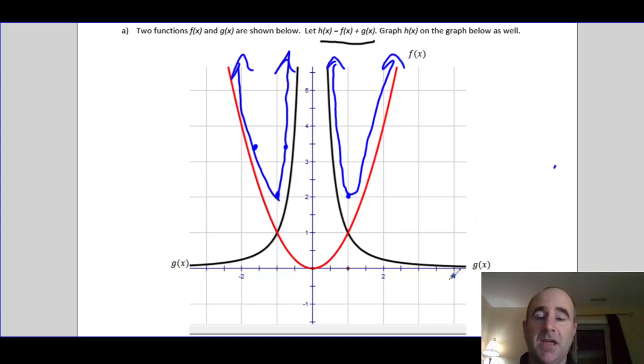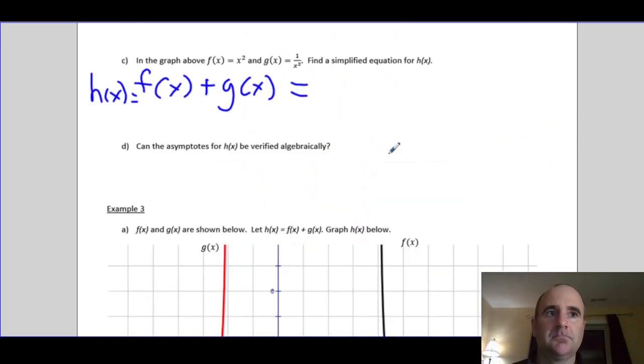And there you go. That's h of x graphed in blue, which is f of x plus g of x. Okay, in the graph above, f of x is x squared and g of x is 1 over x squared. So find a simplified equation for the graph that we just graphed. In this lesson, again, we're starting with the graphs and we're coming up with the equations of them afterwards. We've actually done this example already too.